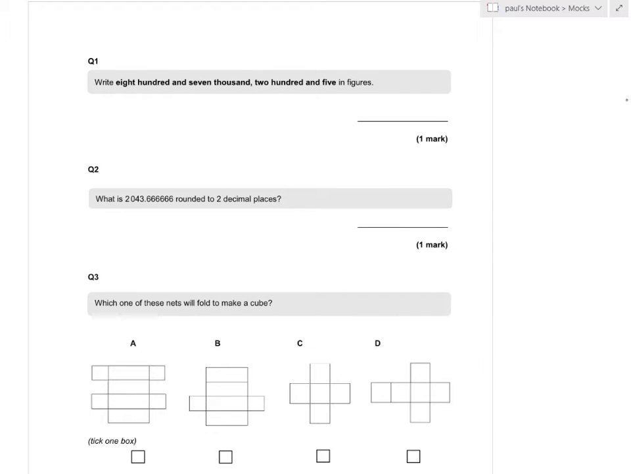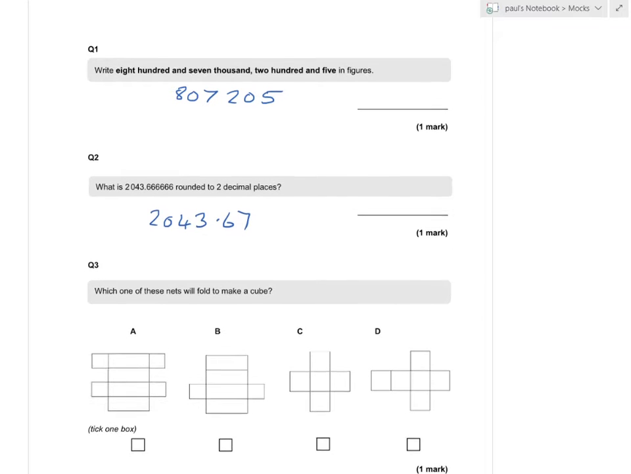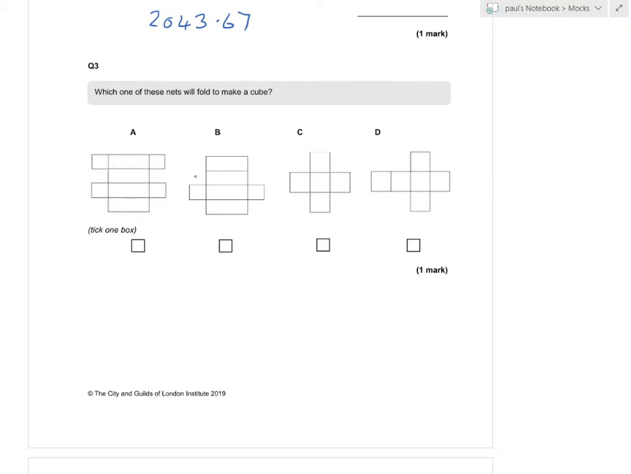So here's number 1. Right, write 807,205. Round to 2 decimal places, so it's 2043.67. Which one of these will make a cube? This one.